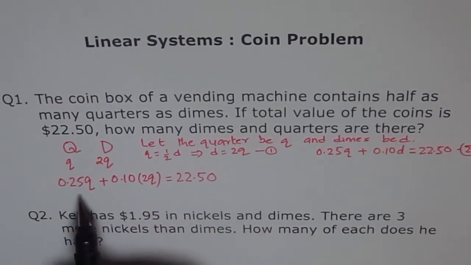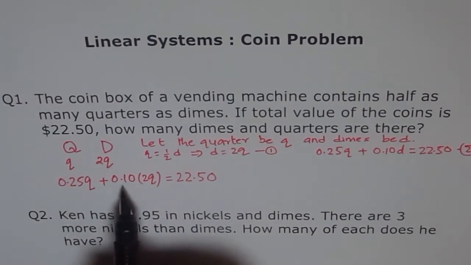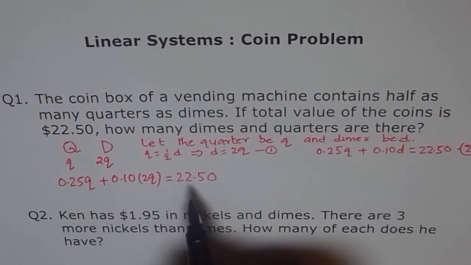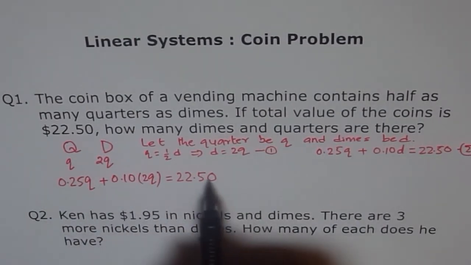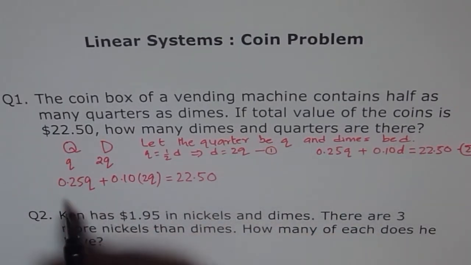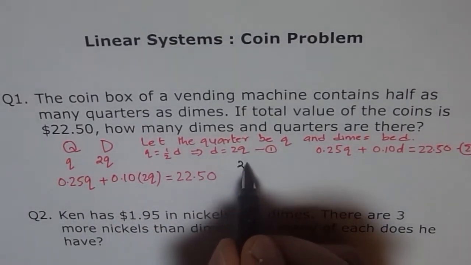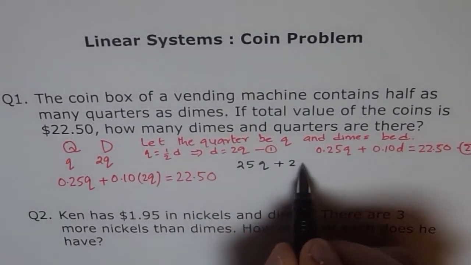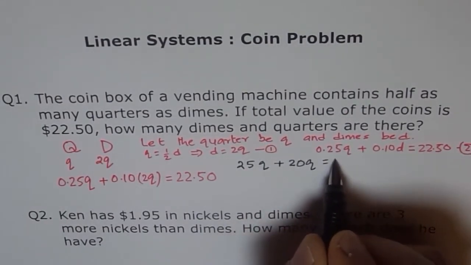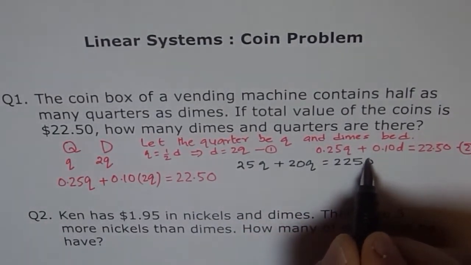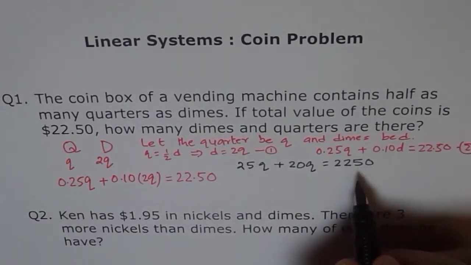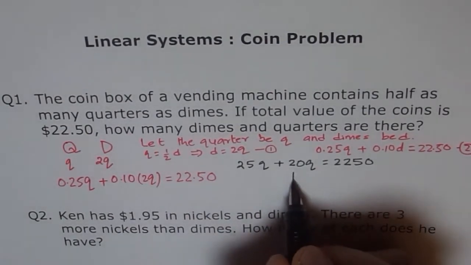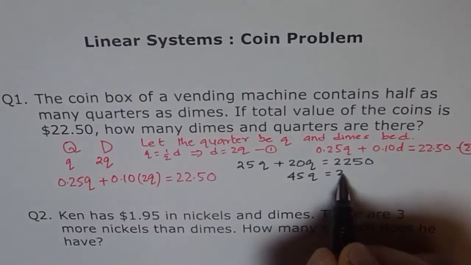So how are you going to get rid of decimal numbers here? Multiply by 100, correct? If you multiply everything by 100, on both sides, equality doesn't change. It's still equal, right? So equality remains. When you do 100 times this, you actually get 25Q plus 10 times 2, 20Q, equals 2250. Do you see that? So we got rid of decimals. This is a good step to do, right?